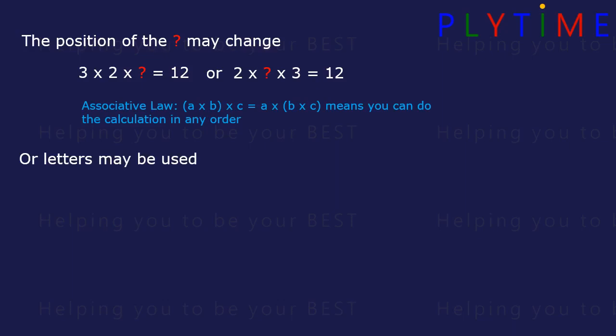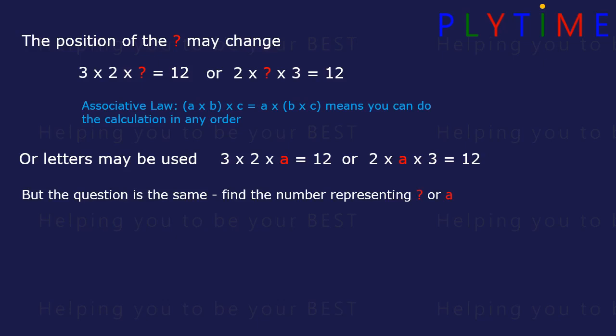Sometimes letters are used instead, so 3 times 2 times A equals 12, or 2 times A times 3 equals 12. The question is the same. We're trying to find the number representing the question mark or the A.